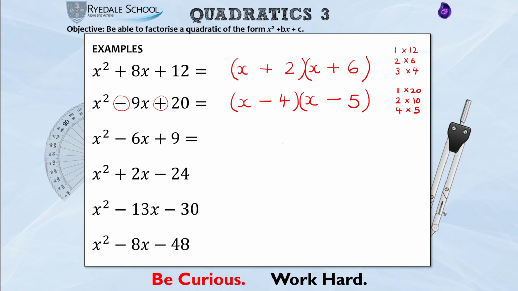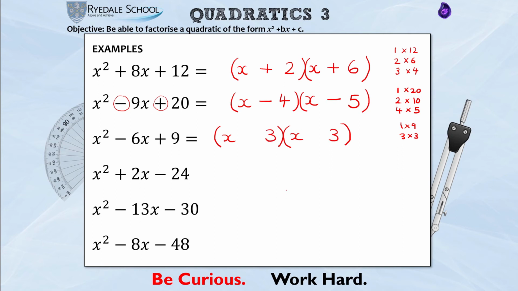Let's look at this third example. I've got x squared minus 6x plus 9. Well, not many things multiply to make 9. It's 1 and 9, or 3 and 3. And of course, 3 and 3 make 6. So we know it is 3 and 3.